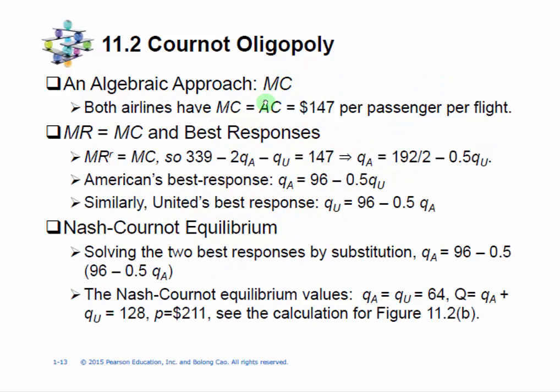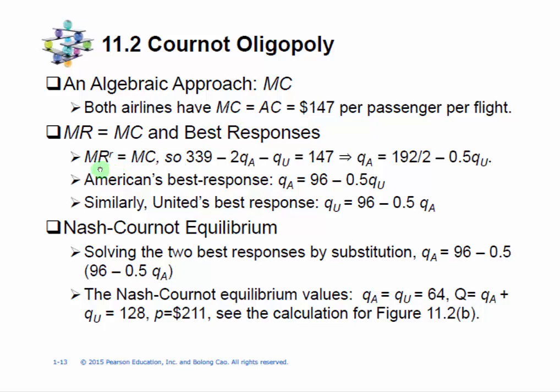Once we have obtained the residual marginal revenue curve, we need to look at the marginal cost so that we can decide the profit maximizing quantity. The marginal cost for both firms is constant, and that means the marginal cost equals the average cost equals 147 per passenger per flight.